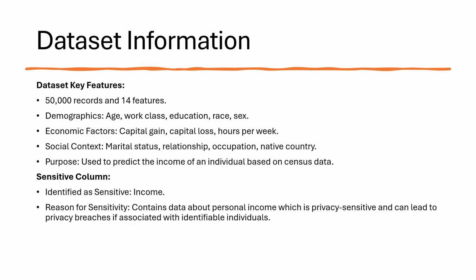Here is a brief introduction of the dataset. Our dataset has about 50,000 records and 14 features. The features include demographics, economic factors, and social context. The purpose of the dataset is to predict the income of an individual based on the given census data. Out of all these columns, income is identified as a sensitive column because it contains data about personal income, which is privacy sensitive and can lead to privacy breaches if associated with identifiable individuals.